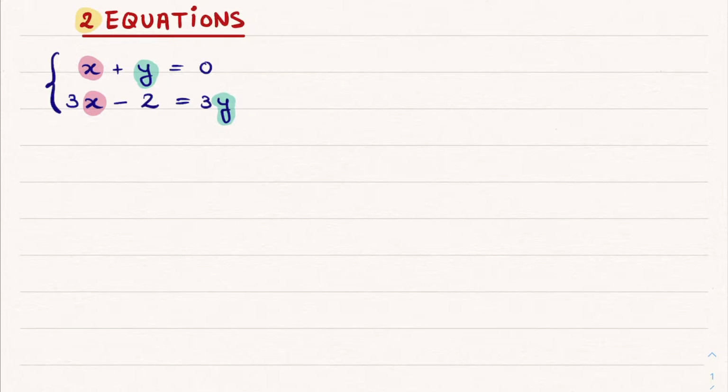We have x plus y is equal to 0 and 3x minus 2 is equal to 3y. And now we have to find values for x and y such that these 2 equations are true simultaneously. One way to solve such systems is to start on the top equation, work your way down and then back up again. And this is how it works.